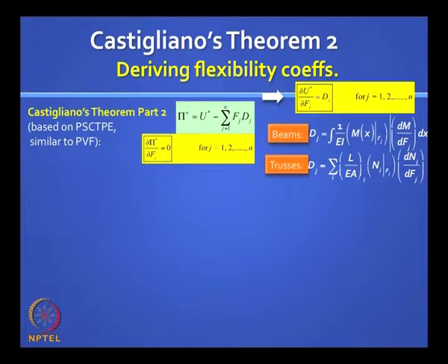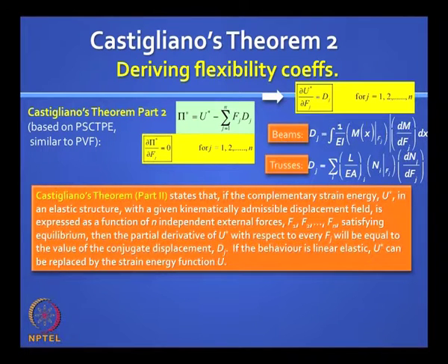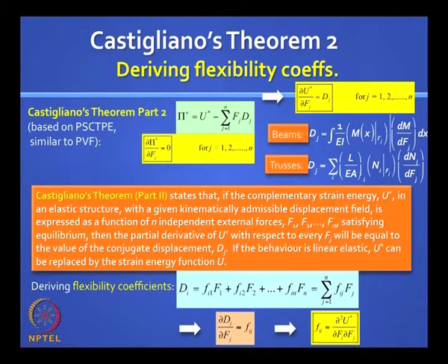You are doing the same kind of integration, or you can do area multiplication, whether it is a beam or a truss. So in summary, this theorem in its part 2 says that if the complementary strain energy u star in an elastic structure with a given kinematically admissible displacement field is expressed as a function of n independent external forces F1 to Fn satisfying equilibrium, then the partial derivative of u star with respect to every Fj will be equal to the value of the conjugate displacement dj. If the behavior is linear elastic, u star can be replaced by the strain energy function u.